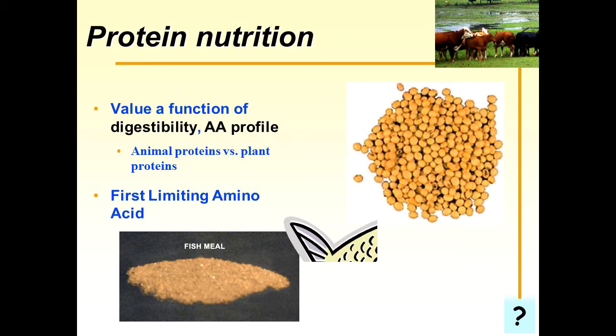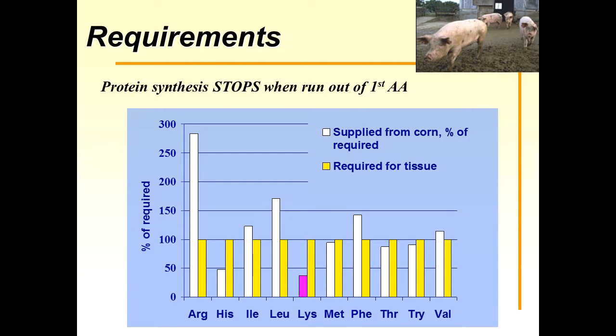AA will be the abbreviation for amino acids. Animal products typically have a better amino acid profile in terms of what the animals need than do plant proteins. An important concept is this concept of the first limiting amino acid. So let's talk about that a little more deeply. Proteins are a combination of amino acids, and they will contain varying numbers of those specific amino acids. So a protein might contain 5 times more tryptophan than methionine, let's say.